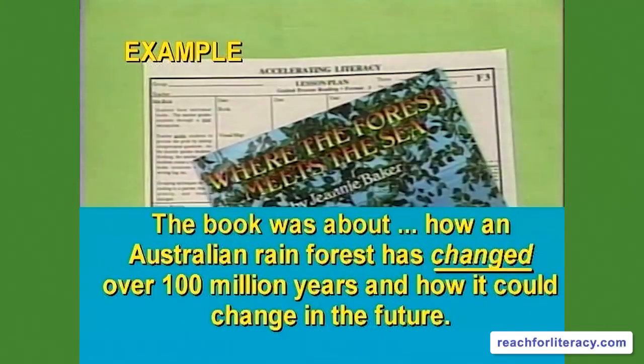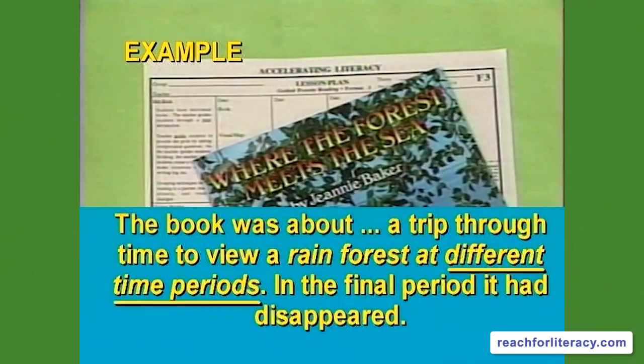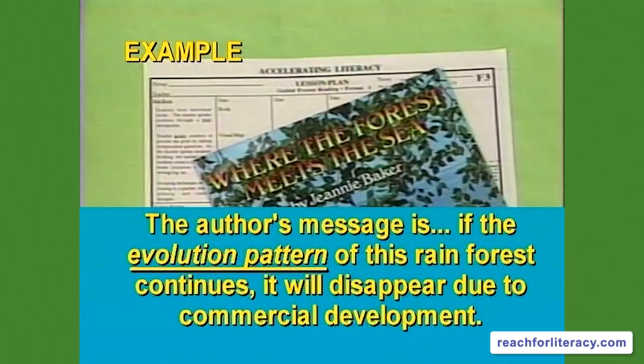The book was about how an Australian rainforest had changed over 100 million years and how it could change in the future. The book was about a trip through time to view a rainforest at different periods. In the final period, it had disappeared. The author's message is, if the evolution pattern of this rainforest continues, it will disappear due to commercial development.